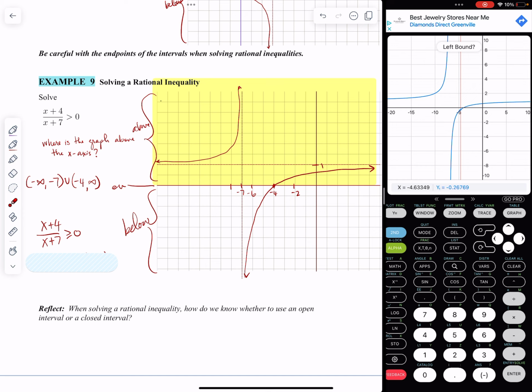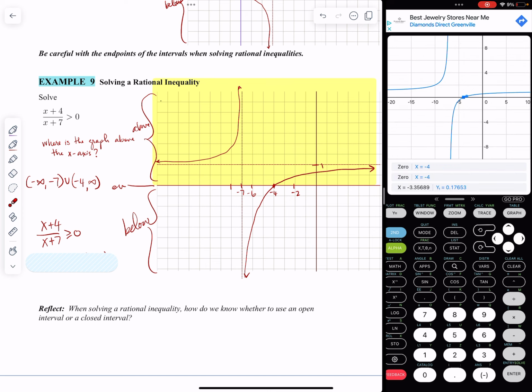Once you're there, you can push enter and then arrow to the right of that x-intercept. And then your calculator will ask you if you want to guess, and you can just push enter. You don't want to guess. But you can see there that my zero, my x-intercept, is at x equals -4. And so from the x value of -4 all the way to +infinity, that is also above.